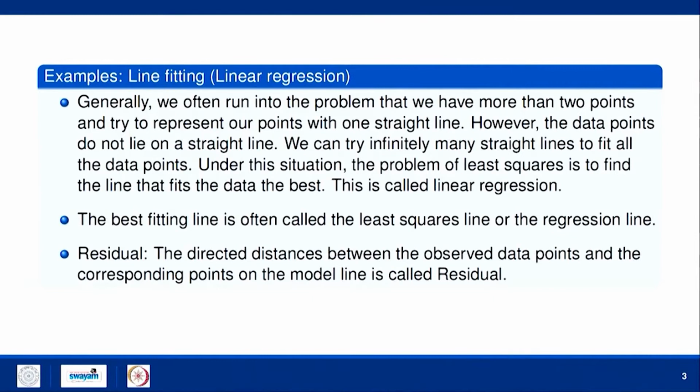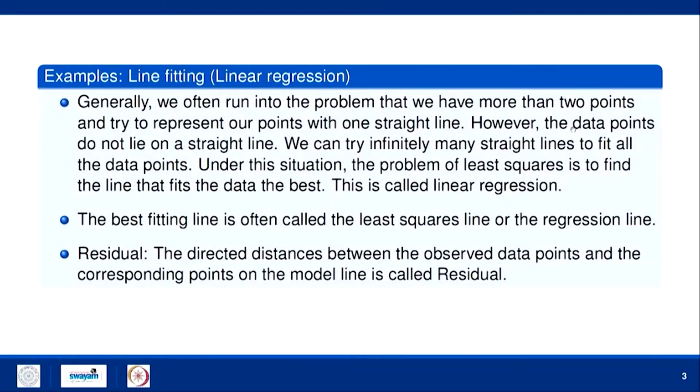So, one of the very basic examples of an overdetermined system is linear regression, that is the line fitting. Generally we often run into the problem that we have more than 2 points and try to represent our points with one straight line. Suppose we are given 10 points and we have to fit the best fit line from these 10 points. However, these 10 data points do not lie on a straight line. So, we can try infinitely many straight lines to fit all the data points.